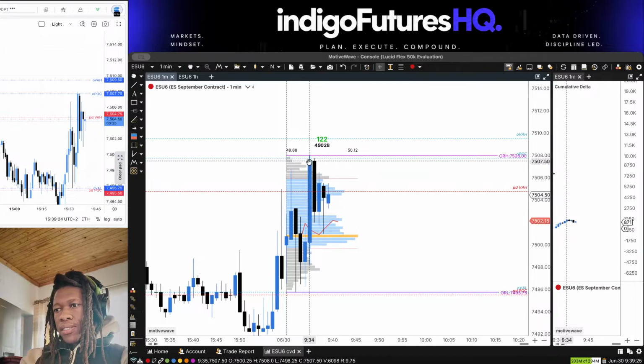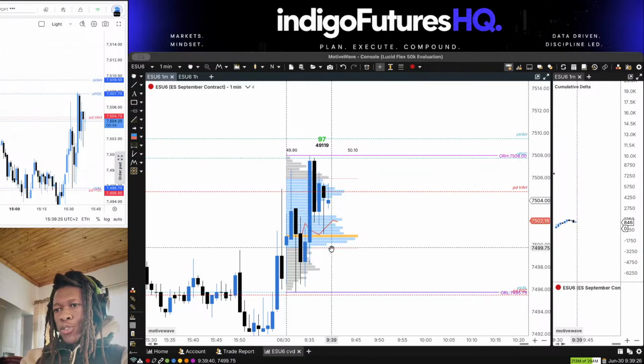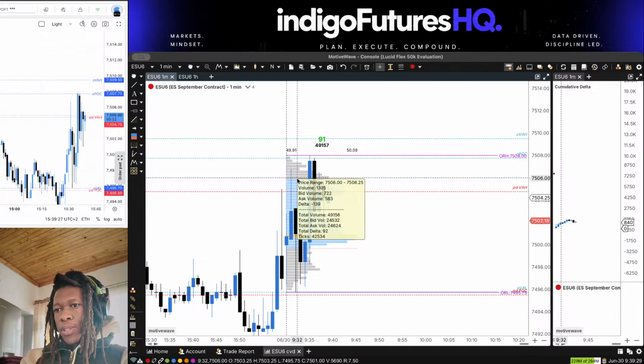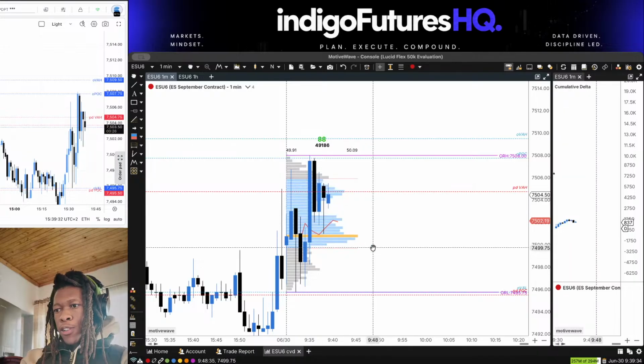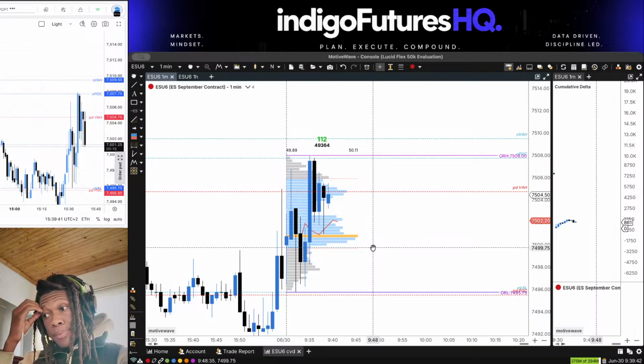It's kind of like got to the overnight point of control, rejected that, broke that value area high, rejected that. So we could rotate to the other side of this volume profile, so 499. Could be that type of day. Delta's shifting lower.